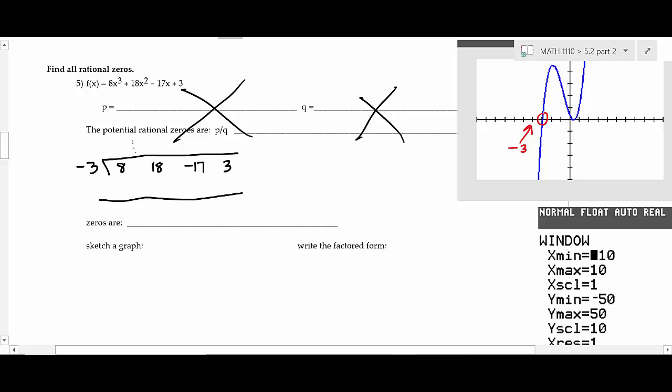Okay? So again, what I'll do is bring down the first number, and you can go ahead and get started on that. So I bring down, multiply, that's 18.